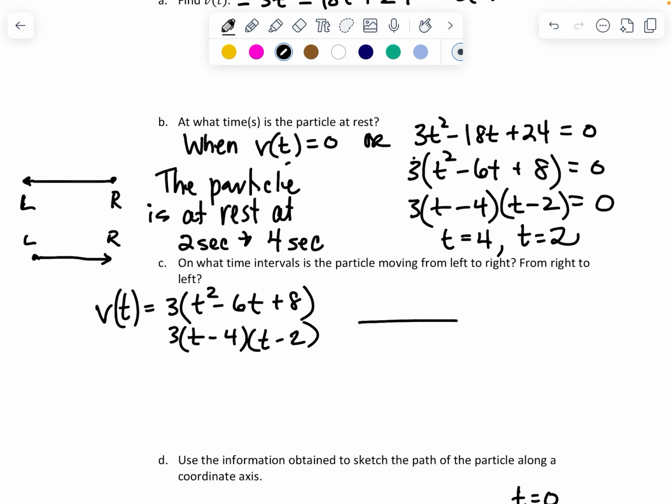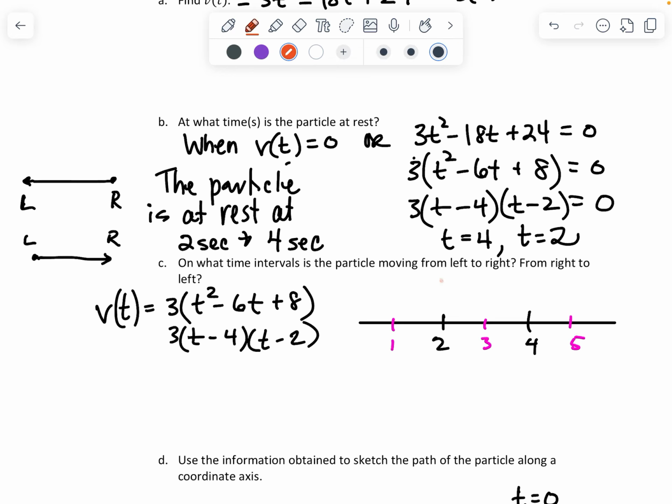But we're going to take the factored form and I'm going to put these two numbers on a number line to test. I've got 2 and I've got 4. So I'm going to pick a test point on each interval. I'm going to pick 1, I'm going to pick 3, I'm going to pick 5 as a test point. And I'm going to test this product that I have, the product 3 times t minus 4 times t minus 2.